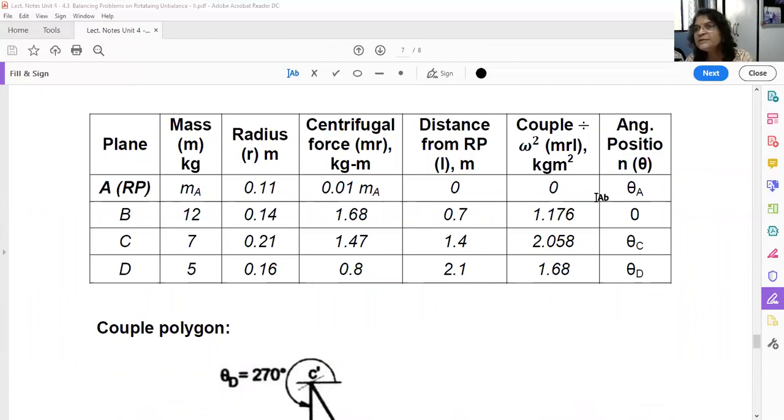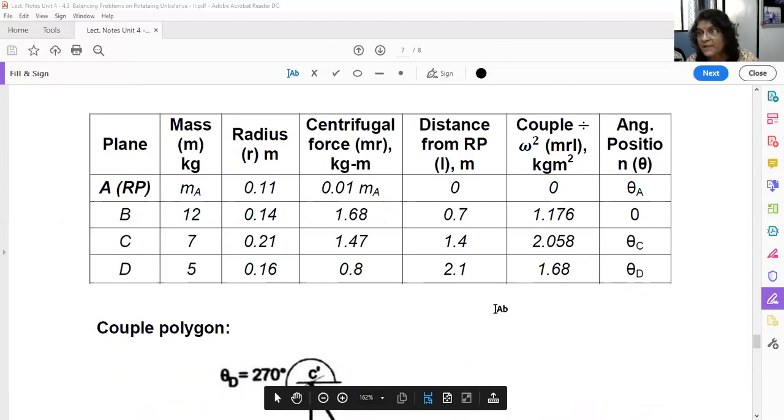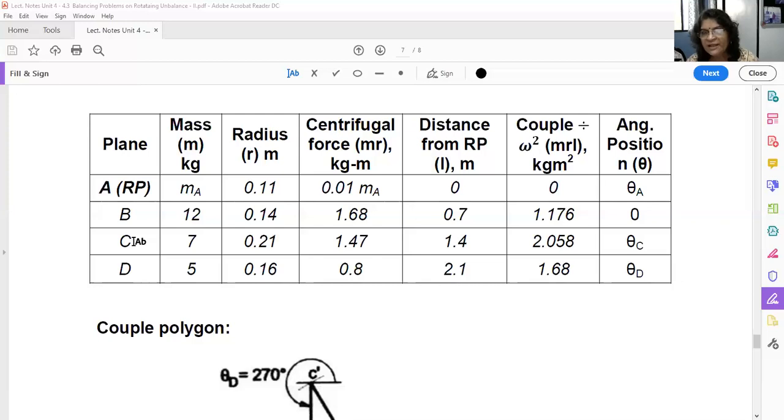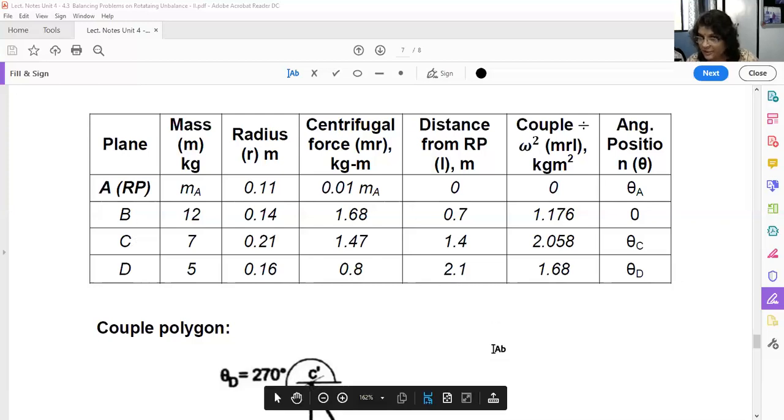And the last column is angular position. So here angular positions theta A, theta B, theta C, theta D. All 4 are unknown. But we have to start somewhere, no? We have to fix some mass at some angle. So we will take any of these 3 at 0 degree angle. You can take any one, but as I said, you have to start from 0 to 360. It is convenient. So let us assume this be at 0 degree.